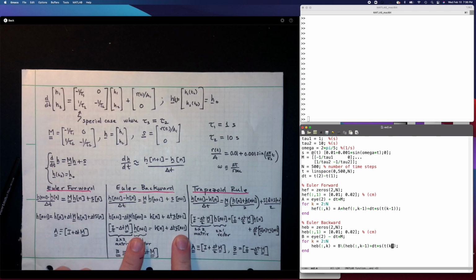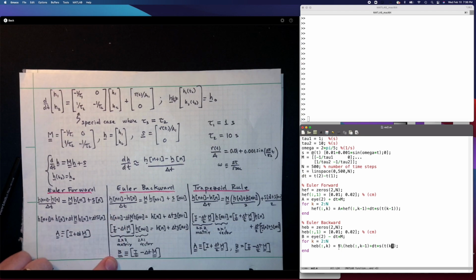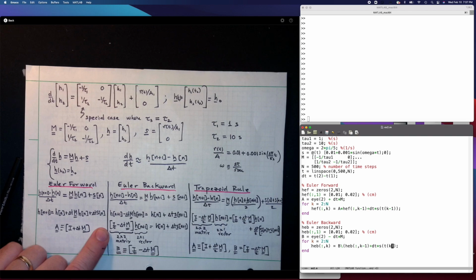So the same as on this side, n plus 1. Those are the same, and these are the same. I have k and k, whereas the one here is at k minus 1. And since I have to solve this system, I have the B backslash, which means solve the linear system B times this is equal to what's in between the round parentheses out here. And that takes care of the Euler backwards. And then finally, trapezoid rule.